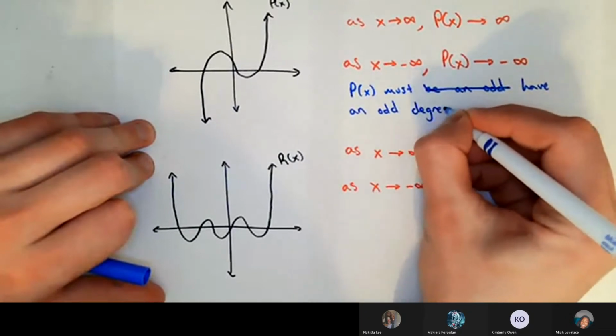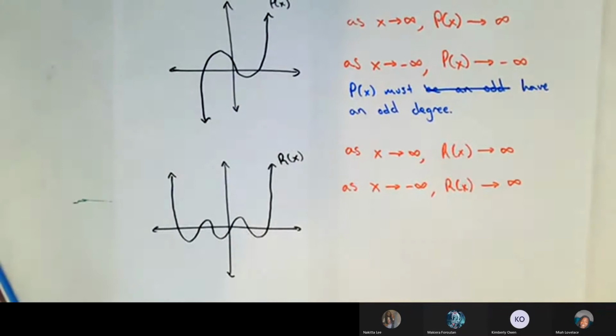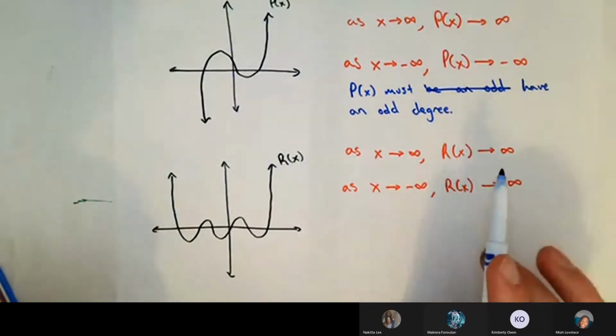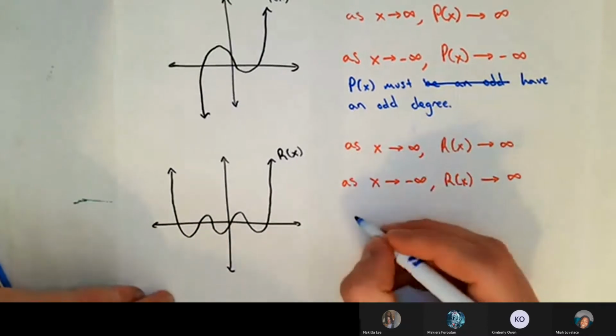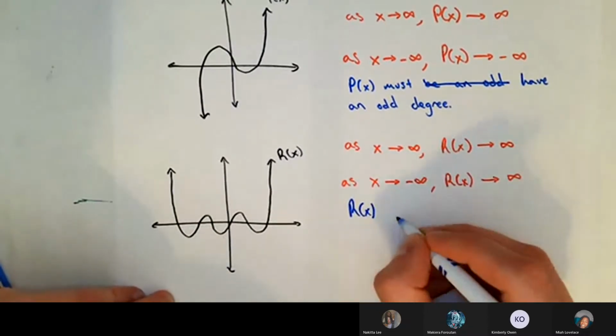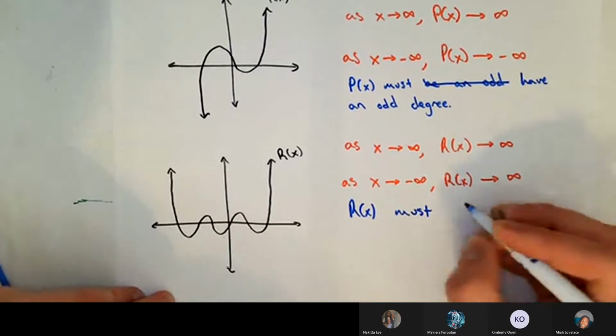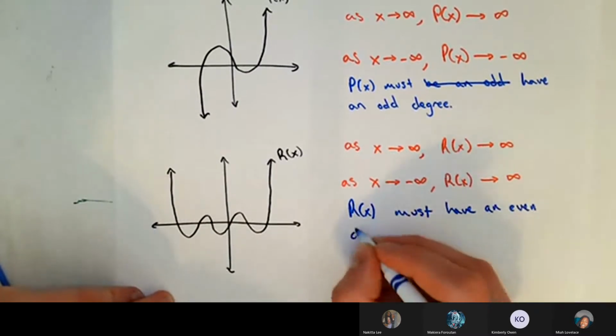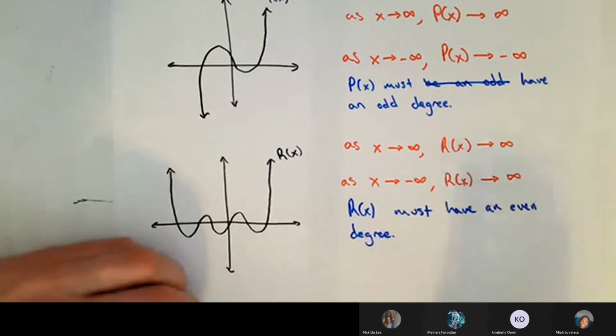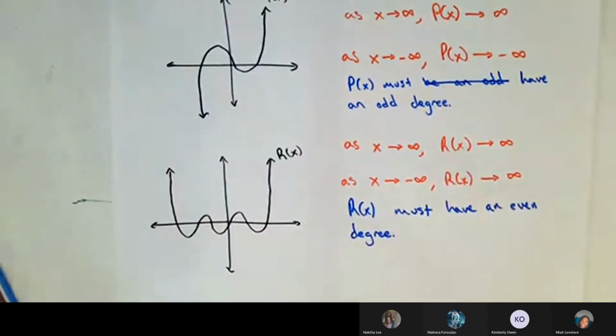Like it must be like x cubed or something like that. You know, maybe p of x equals 2x cubed plus 3x squared, blah, blah, blah. The point is that the leading term has odd degree. And this one, r of x, must have an even degree. We can see that based off the fact that both of the legs are pointing in the same direction.